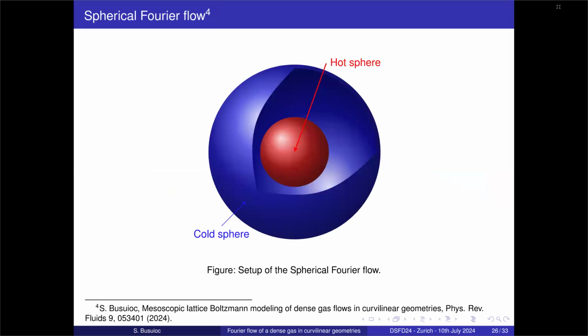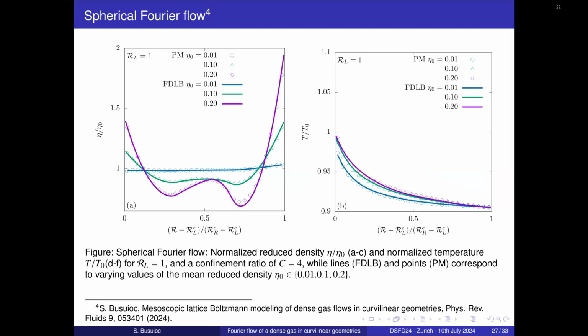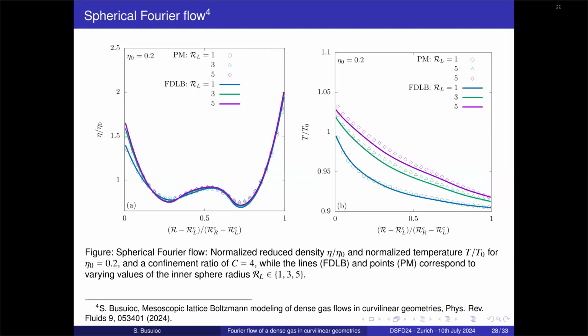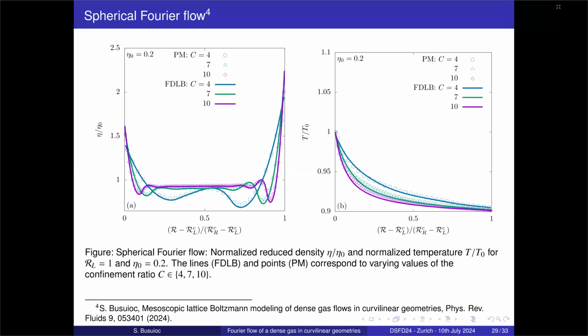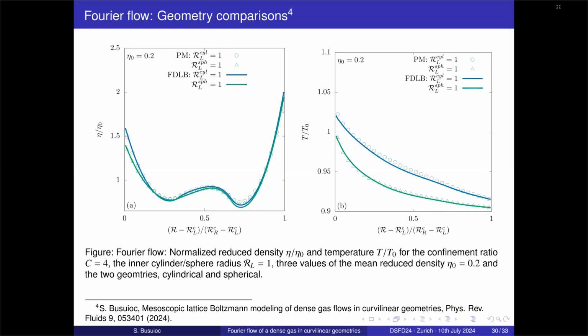Next, we looked at the spherical coordinates. Results more or less the same. The bumps are a little bit different, but still we observe quite good agreement between the finite difference lattice Boltzmann and the particle method. And again, we did the same. We fix one of the parameters and vary the other ones, and compare the two. Here we varied the inner sphere radius, and then we vary the confinement ratio, basically. And we get reasonable agreement between the particle method and the finite difference lattice Boltzmann.